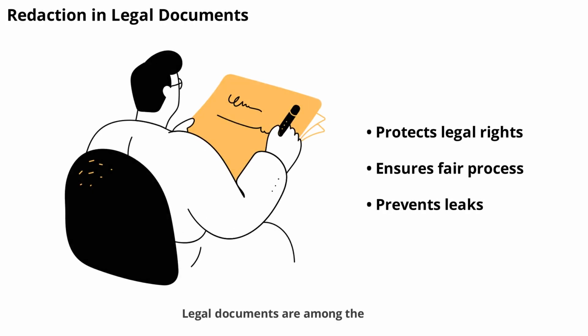Legal documents are among the most frequently redacted types of records. Lawyers and courts often need to share case files, contracts, or evidence with other parties, but must ensure that sensitive information is not disclosed. For example, court orders may require the redaction of witness names or confidential business information. Proper redaction helps maintain the integrity of the legal process and protects the rights of all involved parties.